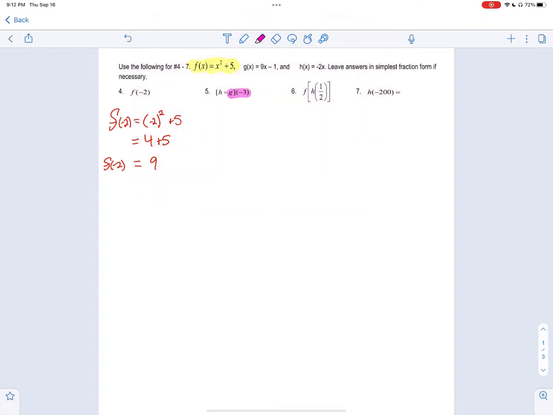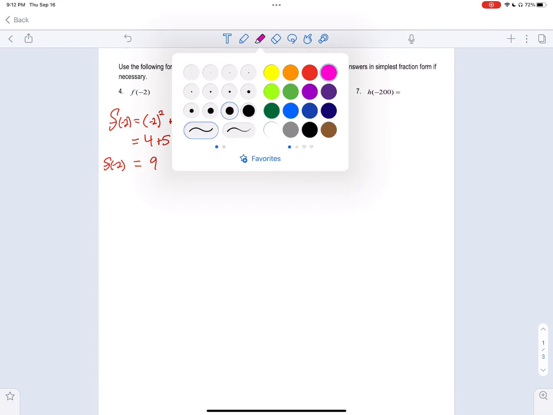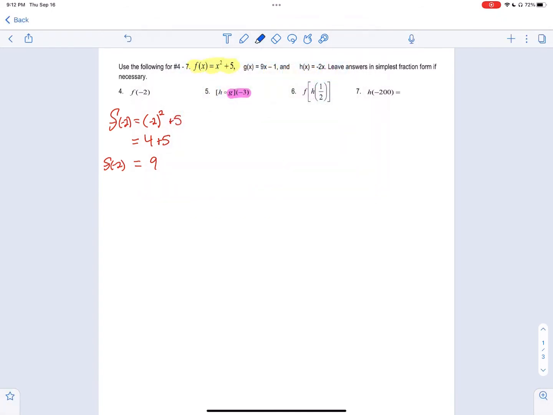Next up, it looks like I have h of g of x. Now it's h of g of negative 3 actually. And so since it's h of g of negative 3, you see the first thing is g of negative 3, and what's on the outside is h of that value. So the first thing that I'm going to do is take my g of x and plug negative 3 in to g of x. So g of negative 3 is going to equal 9 times negative 3 minus 1. 9 times negative 3 will simplify to negative 27. My minus 1 is still there. And that will simplify to equal negative 28.